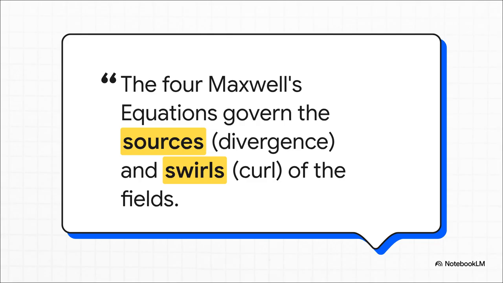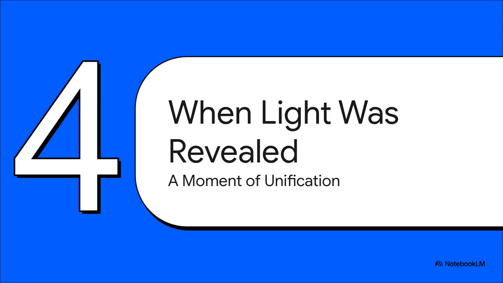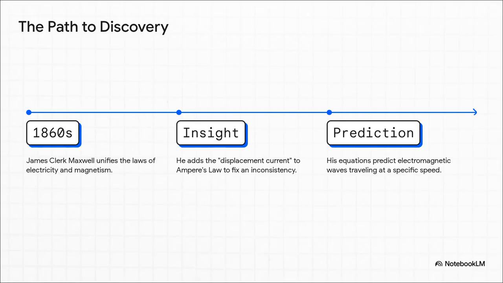It's so elegant. And this beautiful symmetrical structure wasn't just for show. It actually led to one of the biggest aha moments in the history of science. So, picture this. It's the 1860s. James Clerk Maxwell is trying to put all the known laws of electricity and magnetism into one neat package. But there's a problem. One of the equations, Ampere's law, just doesn't quite work in all situations. It had a little inconsistency.